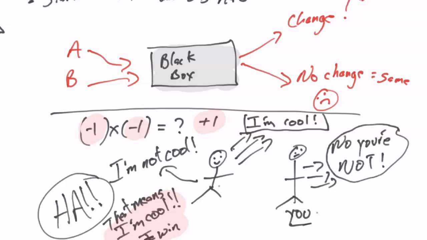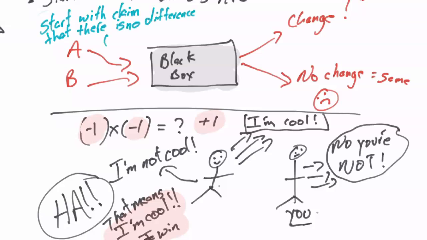We are going to start out with a claim that the data is not different. I know we want the data to be different. We want to show that there is a change, but we're going to start out with a claim that they're not different. Let me write that down. I'm going to start out with the claim that A and B are the same. They're not different. Now, secretly, I want them to be different, but I'm going to start out with the no difference claim, the no change claim.